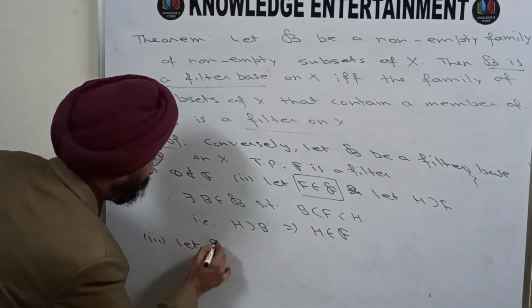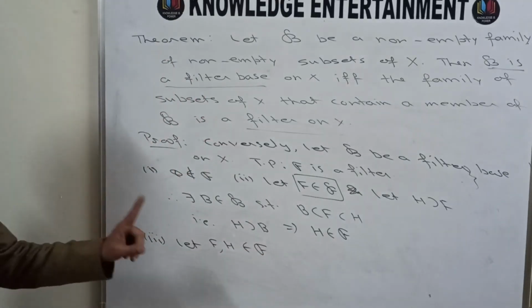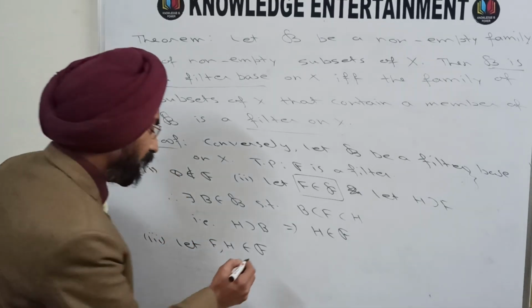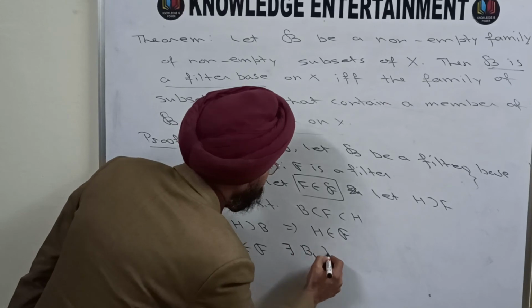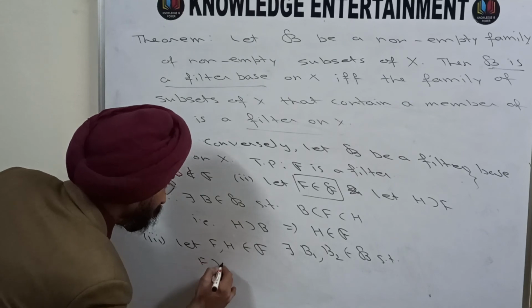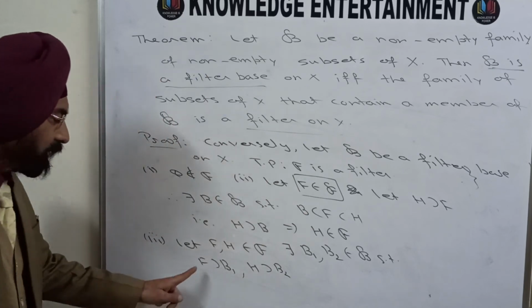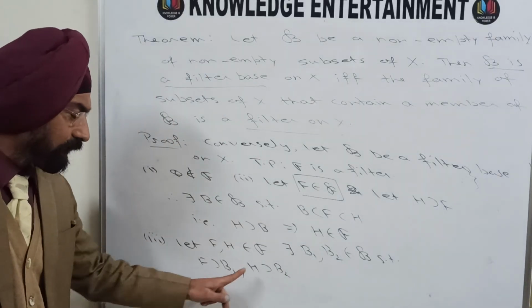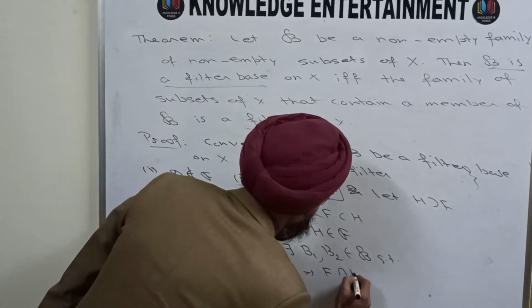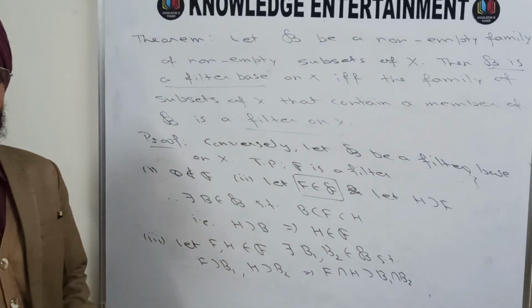Let F and H be members of F. By the definition of F, there will be some B1 and some B2 contained in F and H respectively. There exists B1, there exists B2 in the family B such that F contains B1, H contains B2. And that means the intersection of F and H contains the intersection of B1 and B2. So F intersection H contains B1 intersection B2.